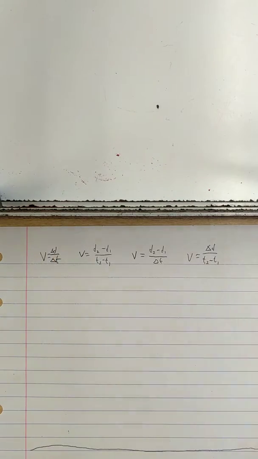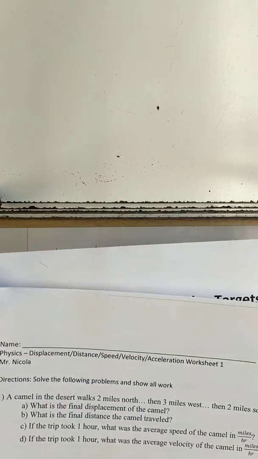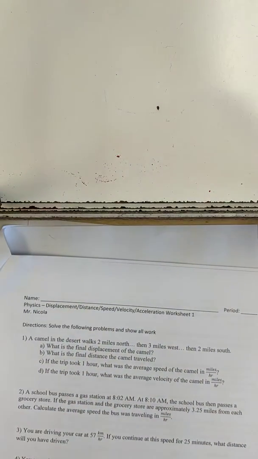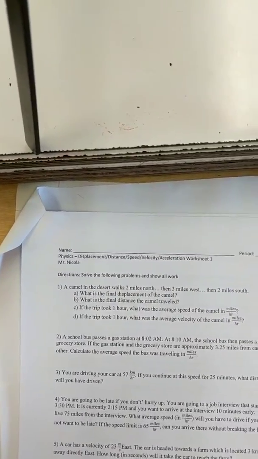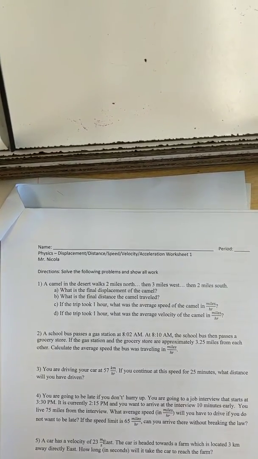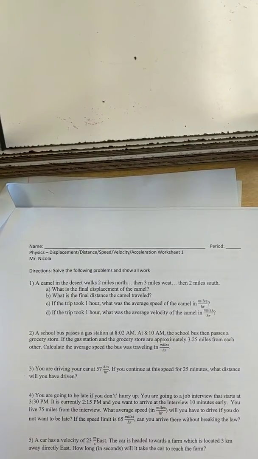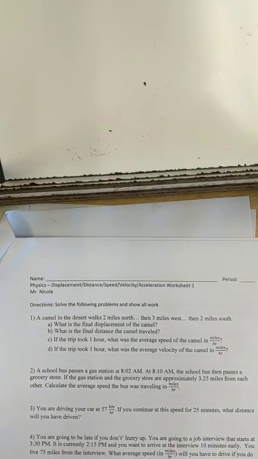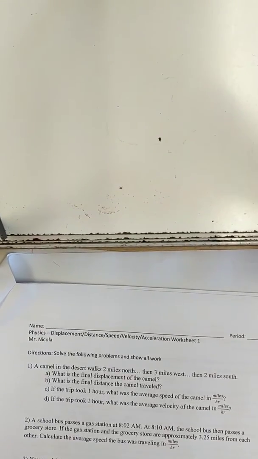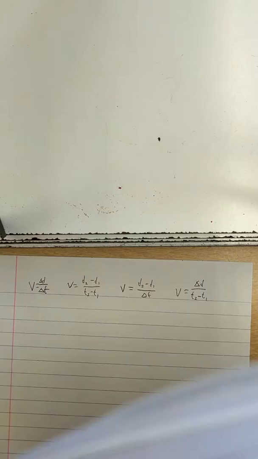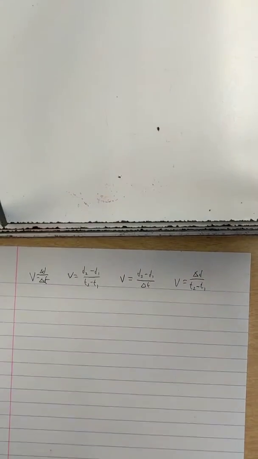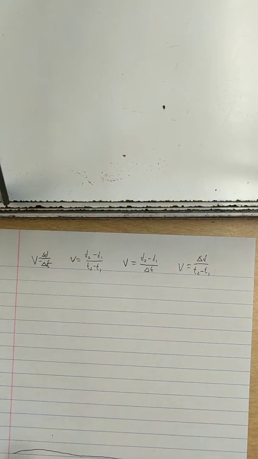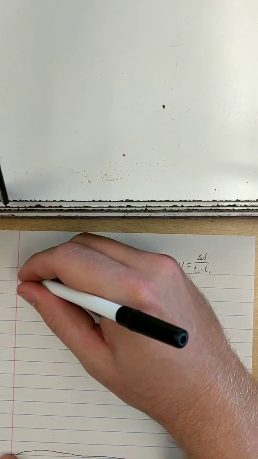What I'm going to do is go through questions 3 and 4 from worksheet 1. You can see 3 is the question about your driving. It just gives you a velocity and a time. And 4 gets a little more complicated. You can follow along with those questions as you go through this. So first I'll do number 3.